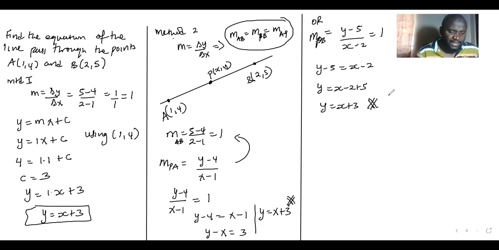So sometimes they can ask you to find the intercept. When you have used this second method, then you compare. You say y is equal to mx plus c. Definitely m is equal to 1, c is equal to 3. So you can always be in a position to compare and see what you have attained.